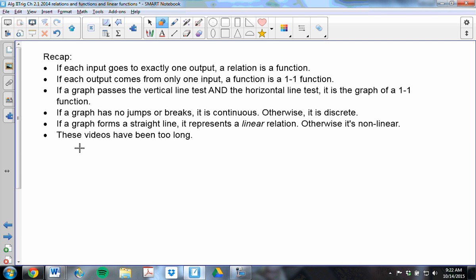To recap, if each input goes to only one output, the relation's a function. If each output comes from only one input, it's a one-to-one function. If a graph passes the vertical line test and the horizontal line test, it's the graph of a one-to-one function. If there's no jumps or breaks, we call it continuous, otherwise it's discrete. If it forms a straight line, it's a linear relation, otherwise it's nonlinear.